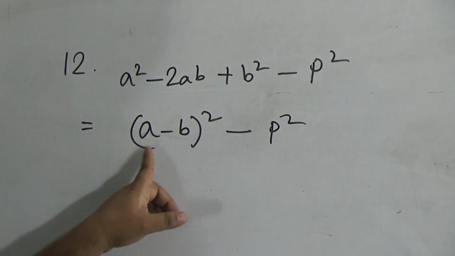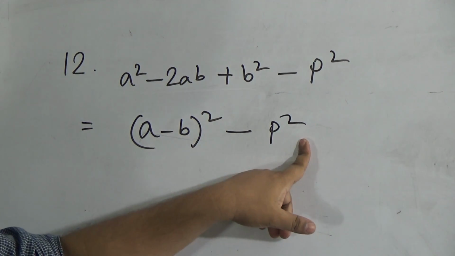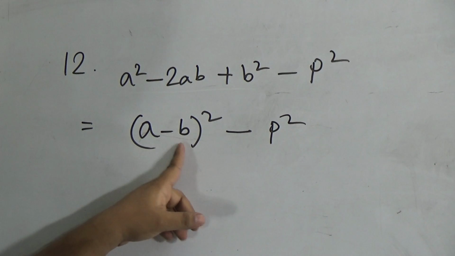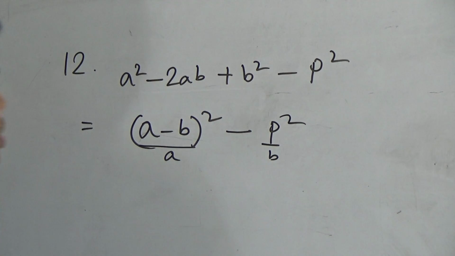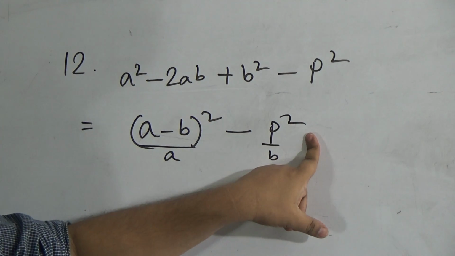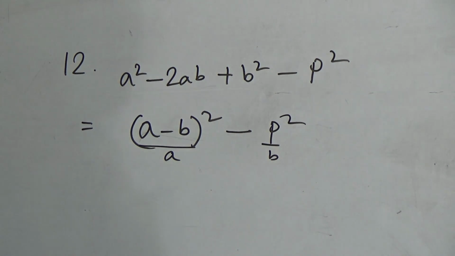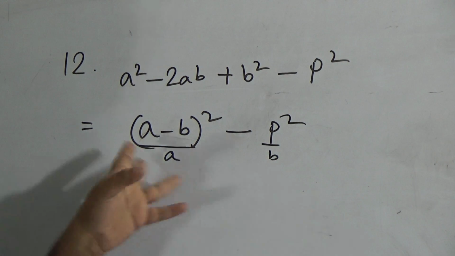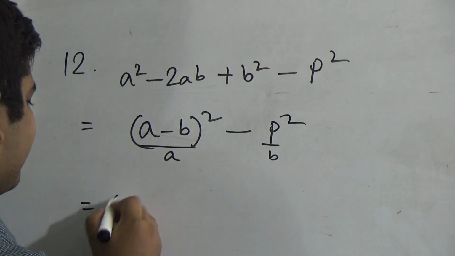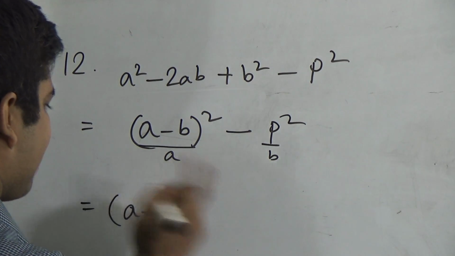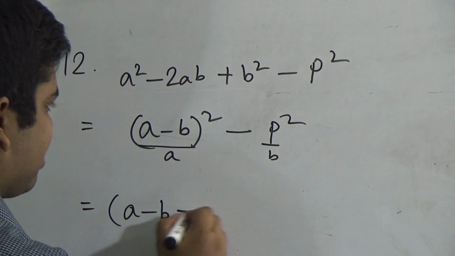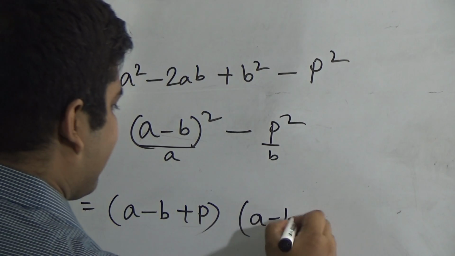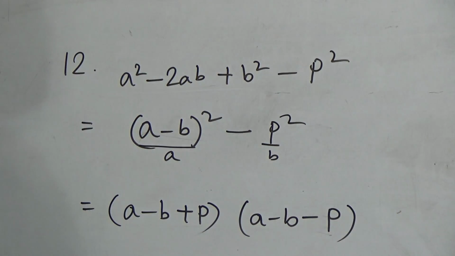Dear students, notice (a minus b) whole square minus p square. If we consider a minus b as a and p as b, we get a square minus b square. What is the formula of a square minus b square? It is (a plus b) into (a minus b). So we can write here: (a minus b plus p) and (a minus b minus p). Okay, this is the answer of this question.